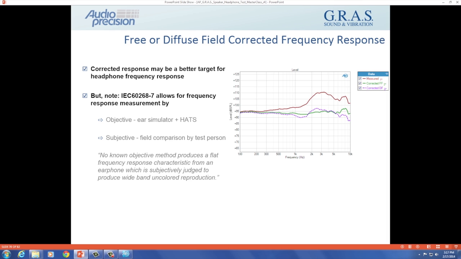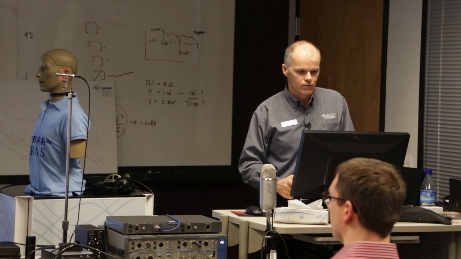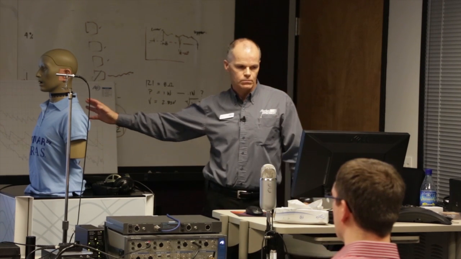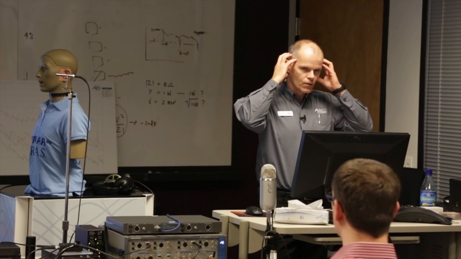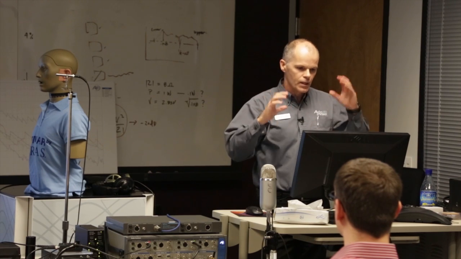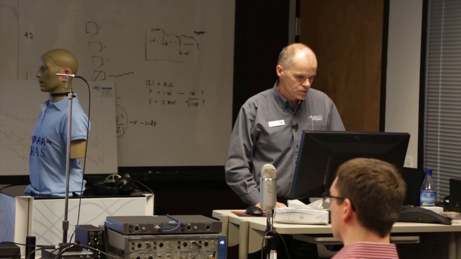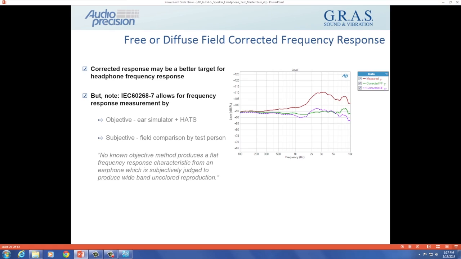But there's a note here. This IEC 60268-7 allows frequency response measurements by 2 different means. An objective measurement with a head and torso simulator like KEMAR, or a subjective measurement where a person listens to headphones and then listens to a speaker and tries to estimate the frequency response manually. And the reason that they allow this, there's a quote in there: "No known objective method produces a flat frequency response characteristic from an earphone which is subjectively judged to produce wideband uncolored reproduction." So basically they're saying nobody can agree on what is good.